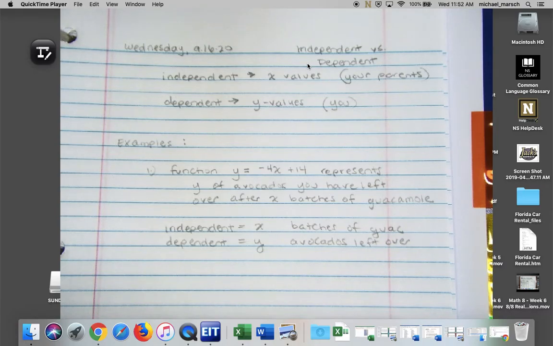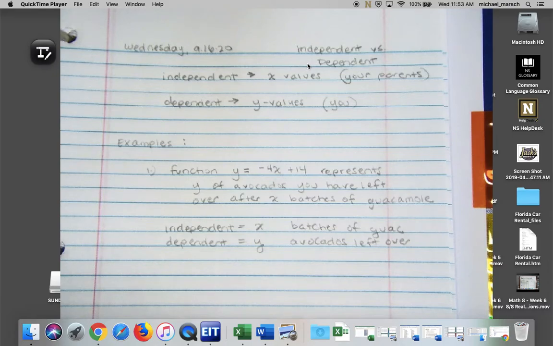So in this scenario, what if I made 2 batches? How many avocados am I going to have left over? How did you get that? Right, I put 2 in for x, and that's going to help me determine how many avocados I have left over because it depends on how many batches I made, right?